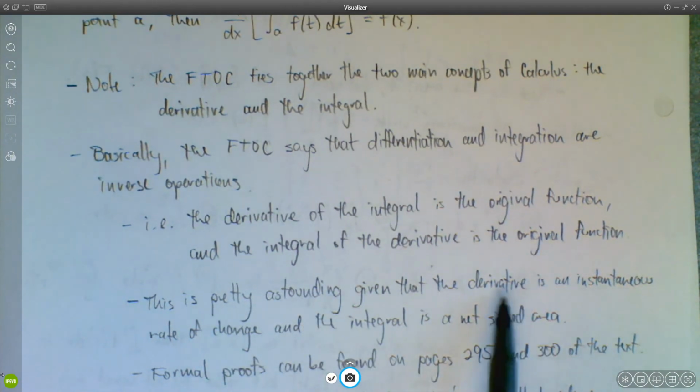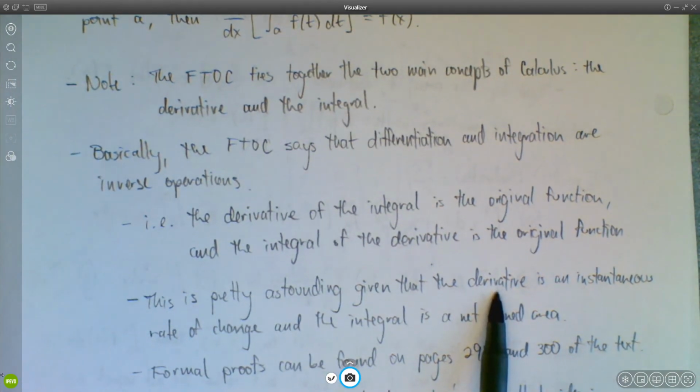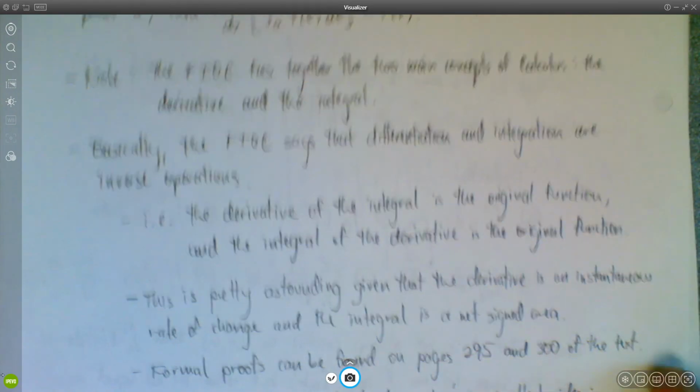If you think about what the derivative is, the instantaneous rate of change, okay? Meanwhile, the integral is the net signed area. Why should those things be inverse operations of one another? Okay? At first glance, it doesn't make any sense. It doesn't seem like the two things should be related at all, and yet they are. They're inverse operations of one another.